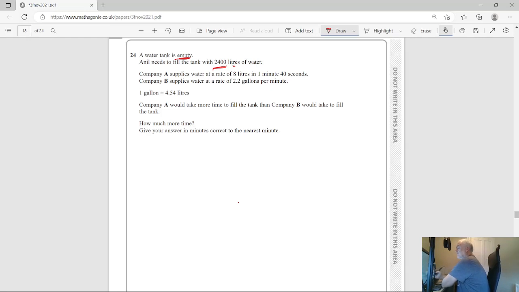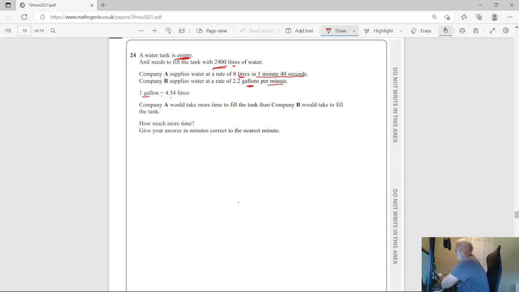Company A supplies water at a rate of 8 litres in 1 minute 40 seconds. Company B supplies the water at a rate of 2.2 gallons per minute. So we're in litres and we're in gallons, two different measurements. Per minute, 1 minute 40 seconds, so we're going to have some conversions in time to do here as well. We can do 1 gallon is equal to 4.54 litres.